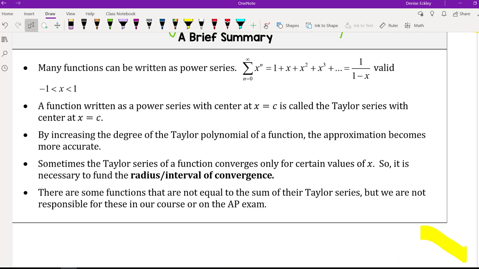And we want to remember that sometimes the Taylor series only converges at certain values of x, so we need to find the radius and interval of convergence. And there are some functions that are not equal to the sum of their Taylor series, but that's beyond the scope of Calc 2. And if you're going to take more calculus, you'll come across those functions.